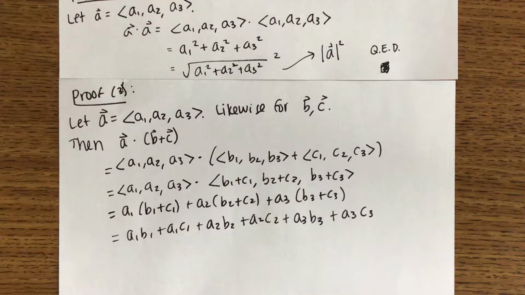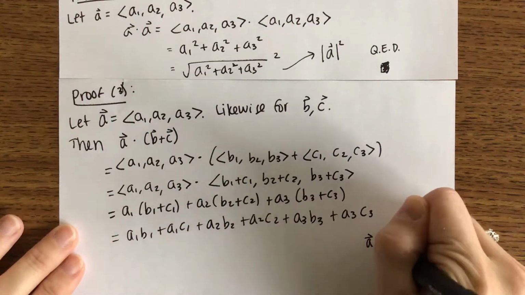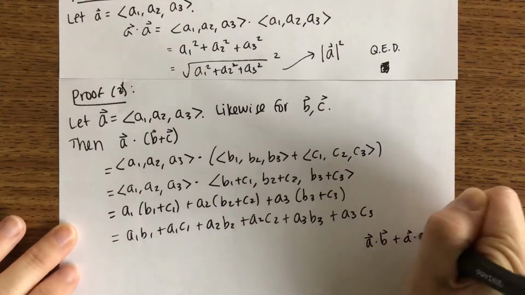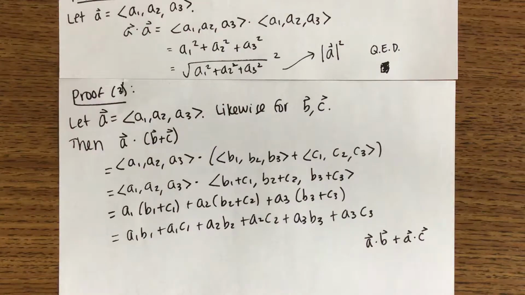We are very close to what we need to prove. What step do we need next? Or what step do you suggest? Take out an A? Like factor an A out of everything? They're not the same A though. Remember what we need to get to is A dot B plus A dot C. That's our goal.